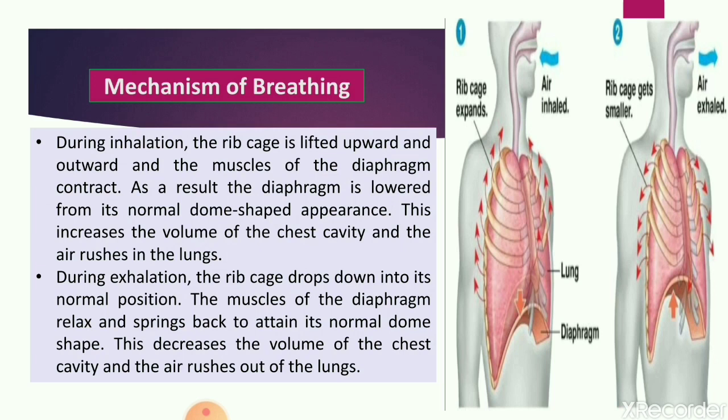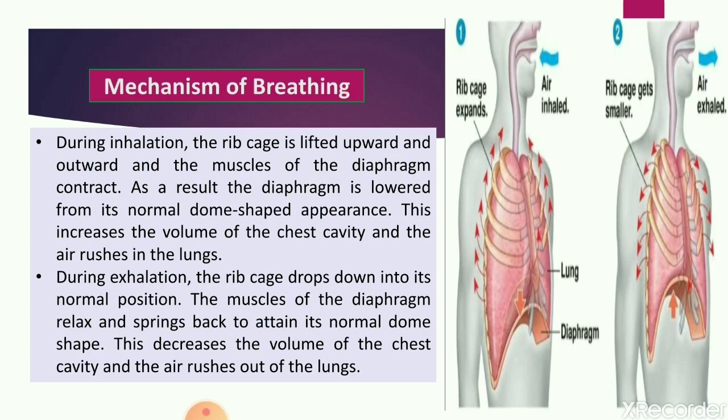Now one more thing you have to understand: in the 8th chapter, windstorm and cyclone, we studied air pressure. There I also explained that air always moves from higher pressure to lower pressure. So during inhalation, when our rib muscles contract and the rib cage expands, moving up and outwards, and the diaphragm, earlier curved, now becomes straight, the volume of the airtight chest cavity increases. When the volume increases, the pressure inside the lungs decreases.